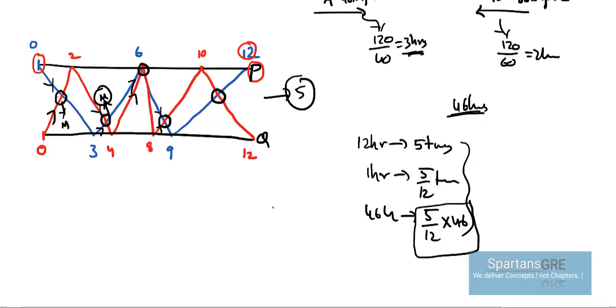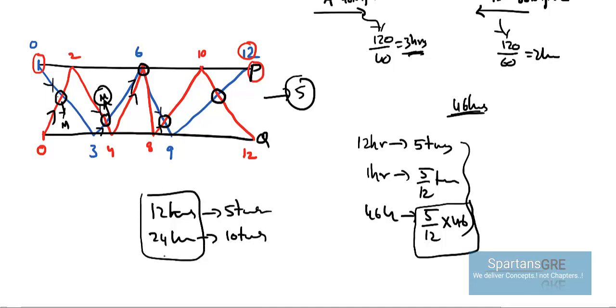What you have to do is, in 12 hours they meet 5 times. For 24 hours they meet 10 times. This is correct. Why? Because we are going in cycles, right? So 46 can be written as 12 into 3 plus 6.